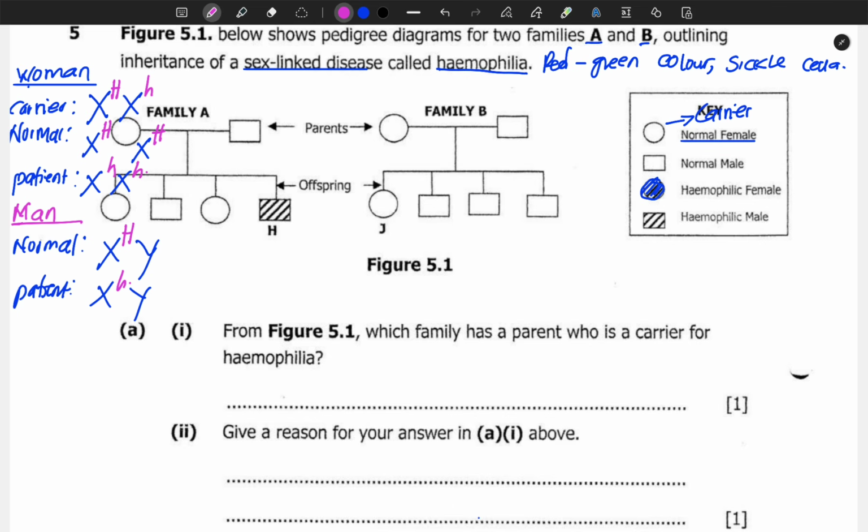Now, let's look at the first question, A, Roman number 1, from figure 5.1. Which family has a parent who is a carrier for hemophilia? To identify the family that has a parent who is a carrier, first we need to look at the offspring. Do we have any offspring who is hemophilic? Let's look at the offspring from both families. Let's look at family B. In family B, we can see that all the polygons were unshaded. So it means there is none. Among these offspring, there is none who is a patient.